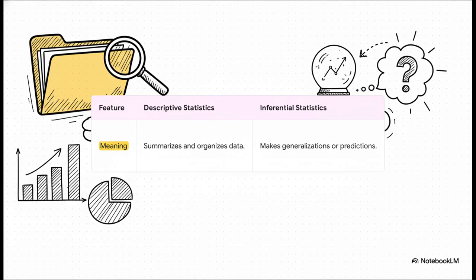Okay, on the left, you've got descriptive, which just summarizes and organizes stuff. But on the right, you've got inferential, which takes that big next step. It makes those generalizations, those predictions. So you see, one is all about organizing and the other is about concluding.